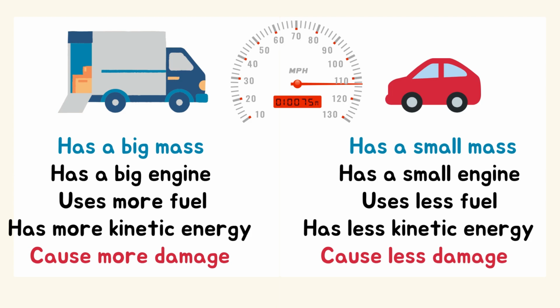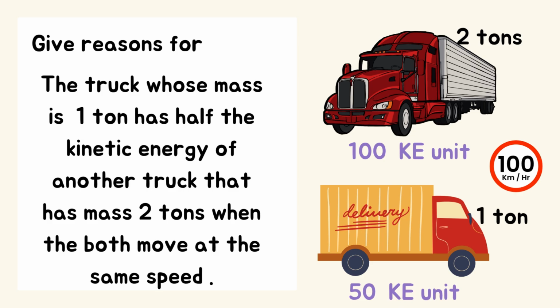We already know that kinetic energy depends on the speed and the mass. So if we have two objects that move with the same speed, we look at the mass. If one is a truck and the other is a car, the truck has more kinetic energy than the car and causes more damage than the car. We need some examples to understand this part.